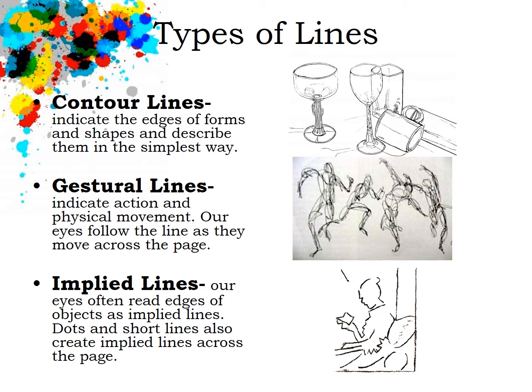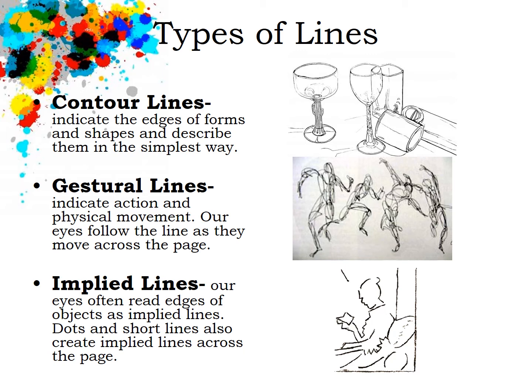Gesture lines are lines that indicate action and physical movement, and your eyes follow them across the page. So these are kind of scribbly drawings that are just really quick sketches to capture the movement of the body or the person or thing in motion. So these over here to the right are gesture lines.